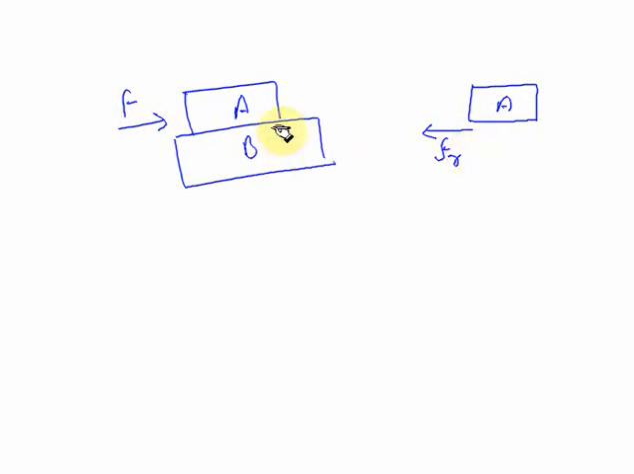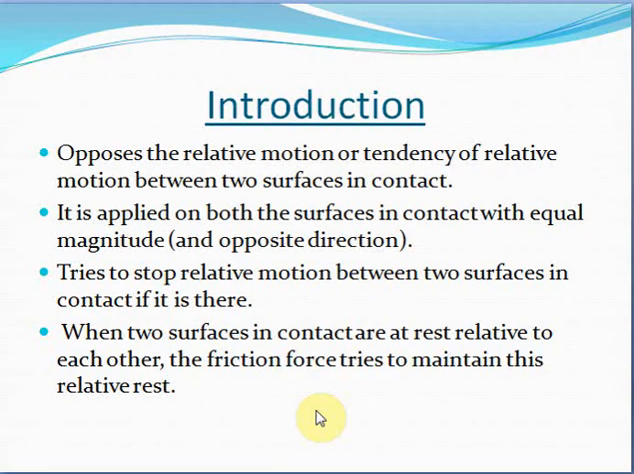Now since block B is also in contact with block A, a friction force of same magnitude but opposite direction will act on block B. So the force acting on block B would be again Fr, and this will be in the right hand direction. So as we have seen that the direction of friction force is such that it opposes the relative motion, we can say that friction force tries to stop relative motion between two surfaces in contact. Now if the two surfaces in contact are at rest relative to each other, the friction force tries to maintain this relative rest.